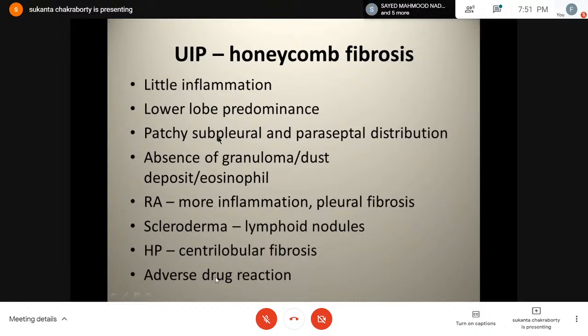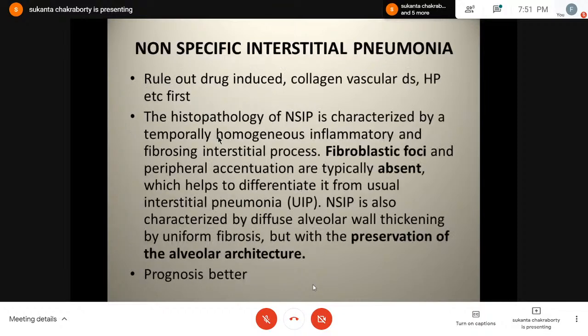And of course, adverse drug reaction can present a UIP-like picture, so drug history is very, very important. Next entity is non-specific interstitial pneumonia, or in short form, NSIP. Again, first rule out drug-induced, collagen vascular disease or hypersensitivity. Then the histopathology of NSIP is characterized by a temporally homogeneous inflammatory and fibrosing interstitial process. Fibroblastic foci and peripheral accentuation are typically absent, which helps to differentiate it from usual interstitial pneumonia.